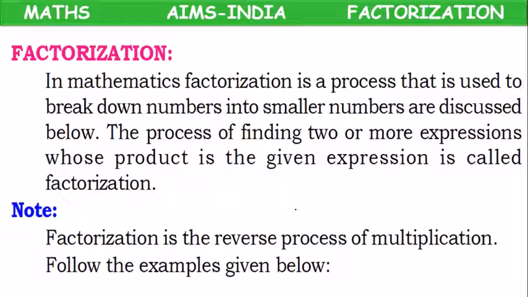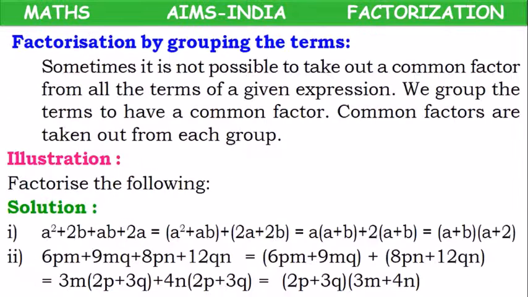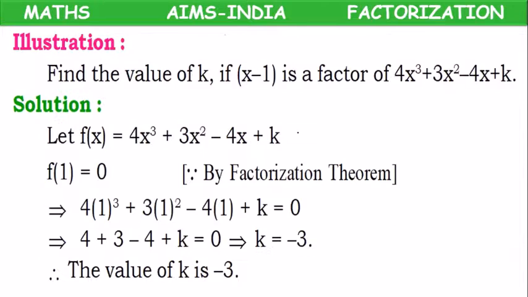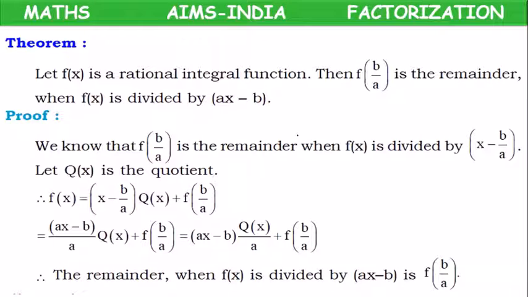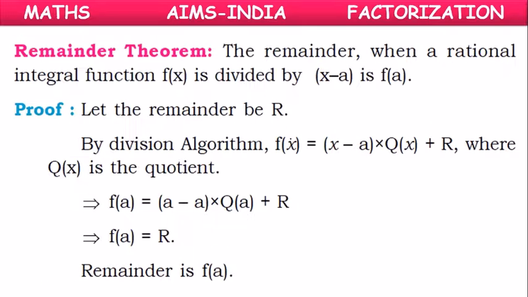In our previous classes, children, we have learned about factorization and its different types: factorization by taking a common factor out and by grouping the terms. And we have also learned about the factor theorem. Up to the factor theorem we have completed, children. Our next concept is the remainder theorem.